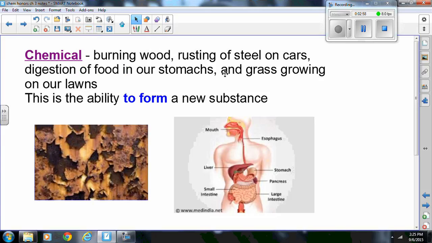Chemical, on the other hand, will create a new substance. So things like burning wood, anything that has to do with fire, you're not going to get back the original substance once you burn it. The rusting of steel on cars is what you see in the left-hand picture. You can see this orangish color, and that will not go back to the nice shiny metal from which that came. When food is digested in the stomach, the food does not go back to the way it was before you put it into your mouth. That's impossible. It actually comes out in a different form from the body.